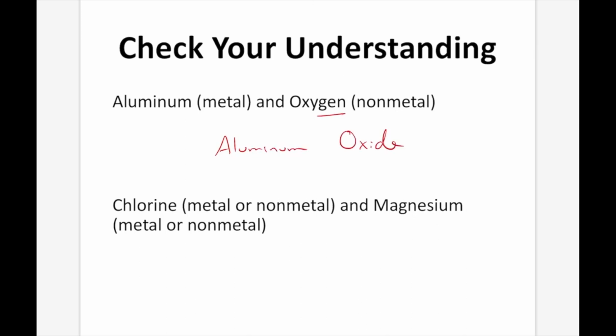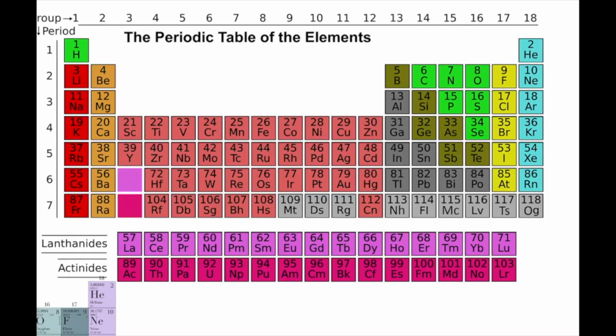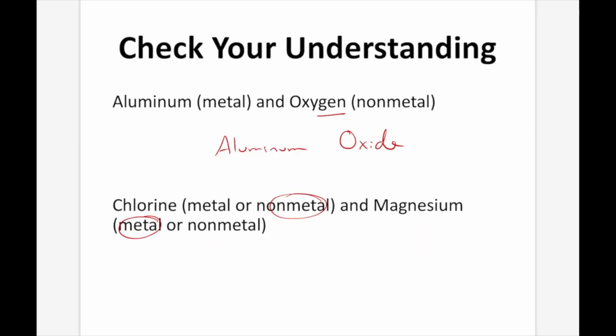Now magnesium is going to be the metal, and chlorine is the nonmetal. We can see that on our periodic table. Remember I said that metals are going to be on the left and nonmetals are going to be on the right-hand side? Well, chlorine is right over here, and magnesium is over here. So magnesium is to the left on the periodic table, so magnesium is going to be the metal, and chlorine is going to be the nonmetal. So when we write the name for this, we're going to write magnesium, then we're going to change the ending of chlorine to chloride, and we're done.